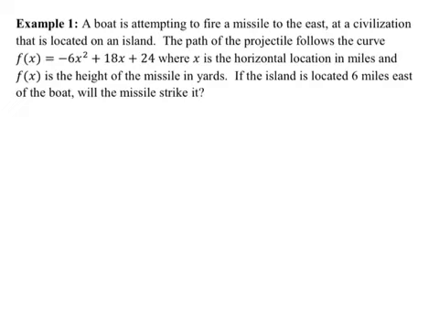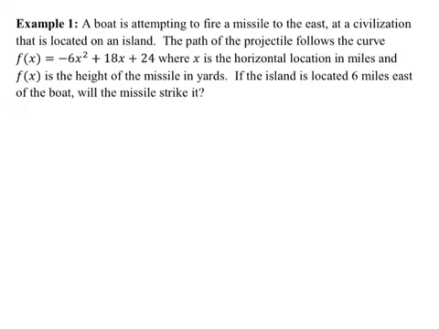Let's find the zeros so we can see where the missile is starting from and where the missile is landing, and then find the distance between those points to see if it's 6 miles. Because if you just plug in 6 here, it's actually a little bit off, and I'll explain why. But the idea is right. So let's find the zeros of the function. All right, let's go ahead and do it.